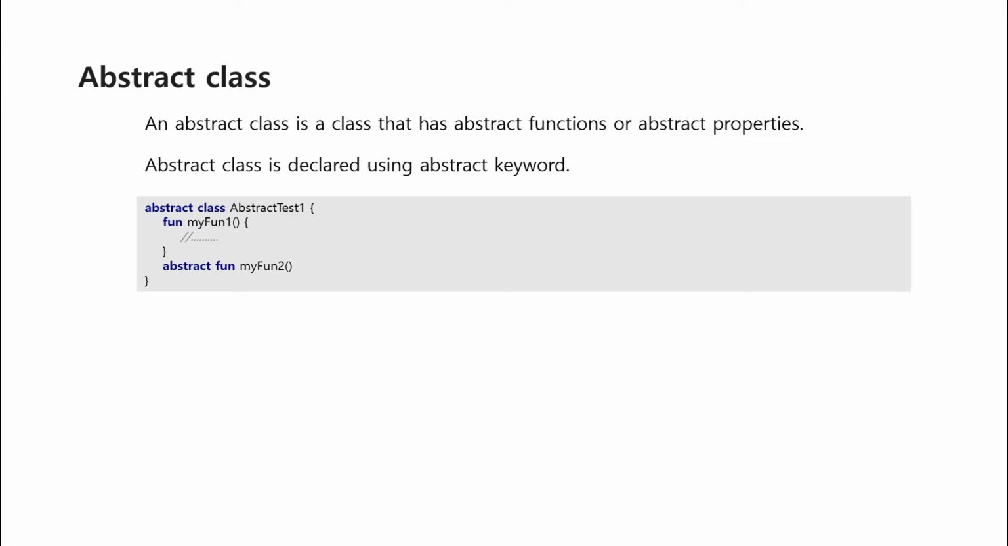Let's see this sample class. We have a class that has two functions, and one of them is an abstract function. The first function has a body block, but the second function, on the other hand, doesn't have one. That means the second function is an abstract function, and because the class has an abstract function inside, it should be an abstract class too.